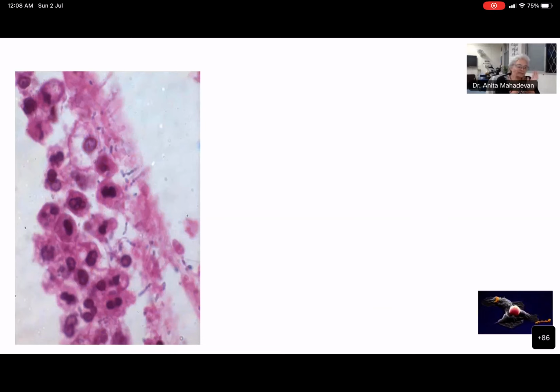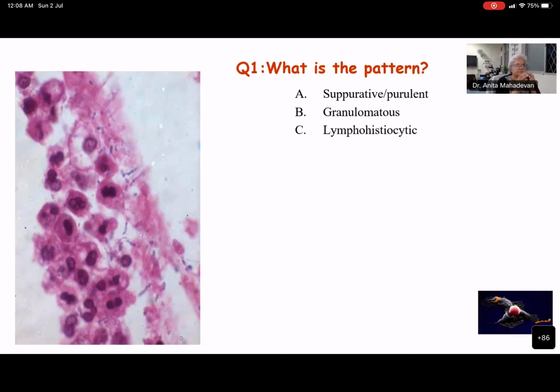Not CNS in general. But then let me flip it. Now, all of what I gave you were clinical scenarios where you predicted the correct infection. But how do we do it generally? We go by pathological patterns, isn't it? That's how we approach any particular infection. So suppose you have a slide full of this. What do you think is the pattern? Whoops, sorry.